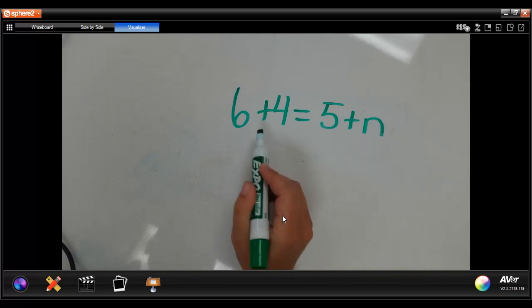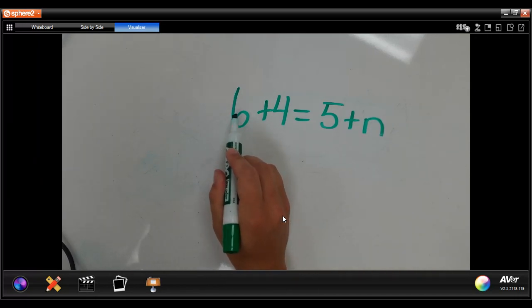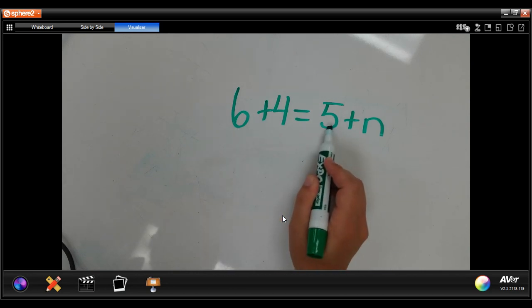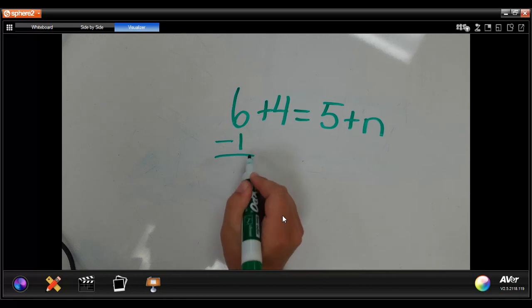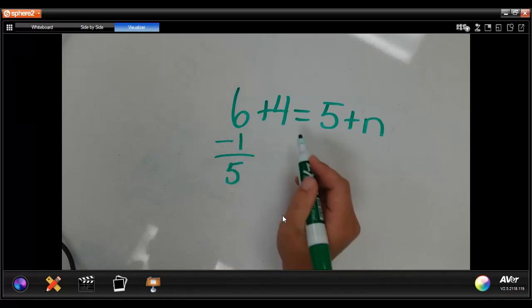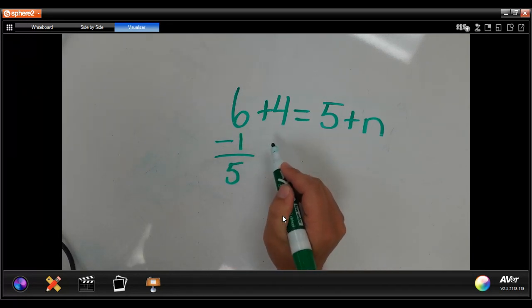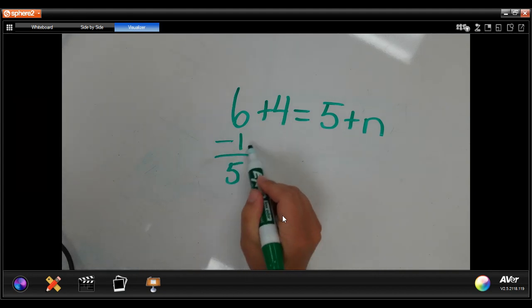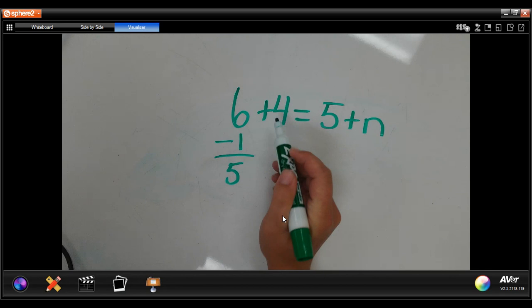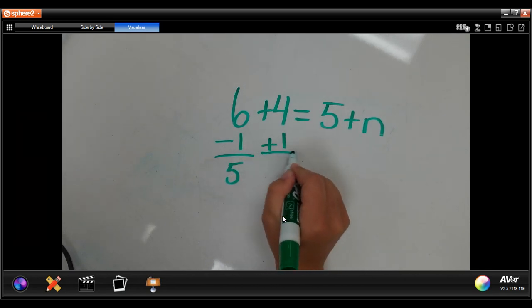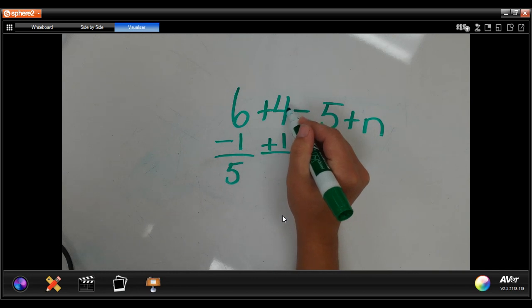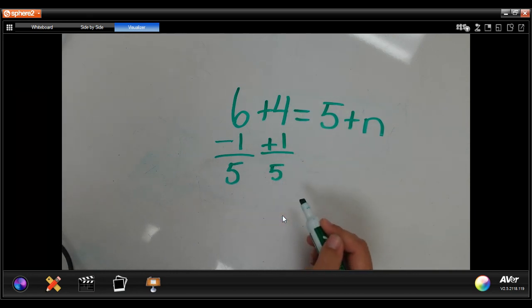Exactly as I did before, I'm going to compare the numbers. 6 compared to 5 is 1 more. So if I say 6 minus 1 gives me 5, then I have to do the opposite. When we add, we have to remember opposite. I have to do the opposite of what I did on this side to this one. So if I subtracted 1 here, I need to add 1 to this side. So 4 plus 1 gives me 5.